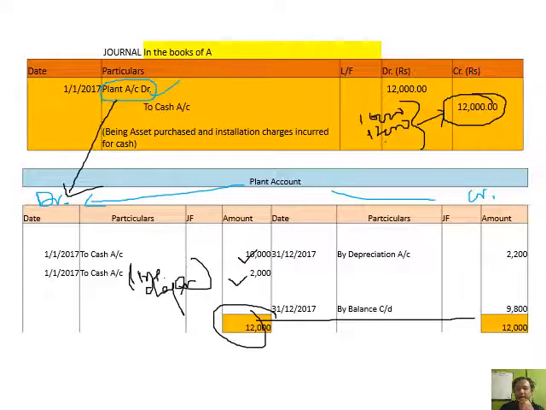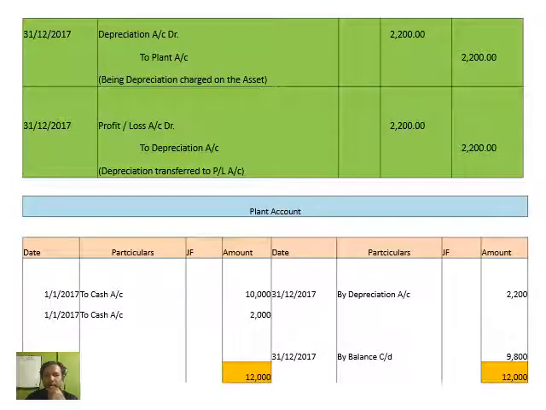Now let us come to the second journal. The next journal entry was what? On 31st of December 2017, we are passing depreciation account debit to plant account. That means we are going to prepare the depreciation account and plant account. We'll prepare the depreciation account later on, first the plant account. Now plant is given on which side? It is given on the credit side. So we'll record it on the credit side.